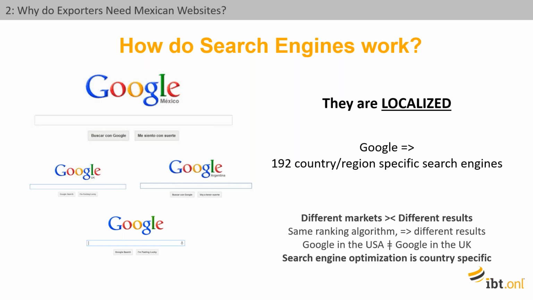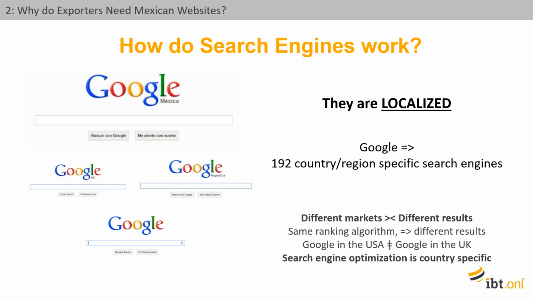So if you've got a US website, for example, and you're sitting in Nebraska, if you stick a Spanish page onto that Nebraska-based website, Google Mexico will not think that you are relevant for Mexicans, because it is not localized.